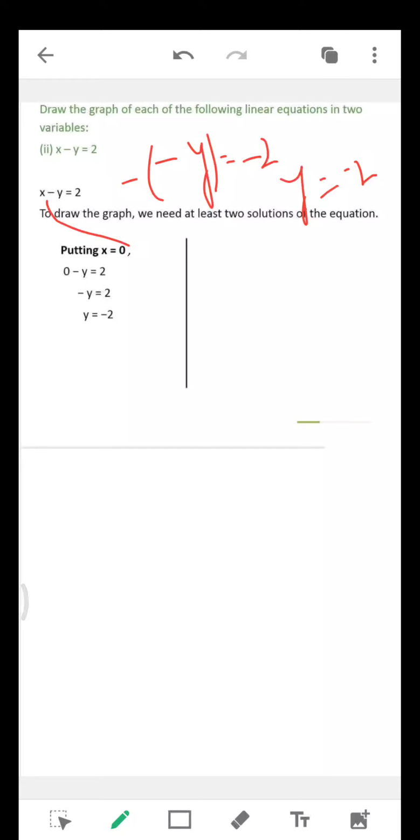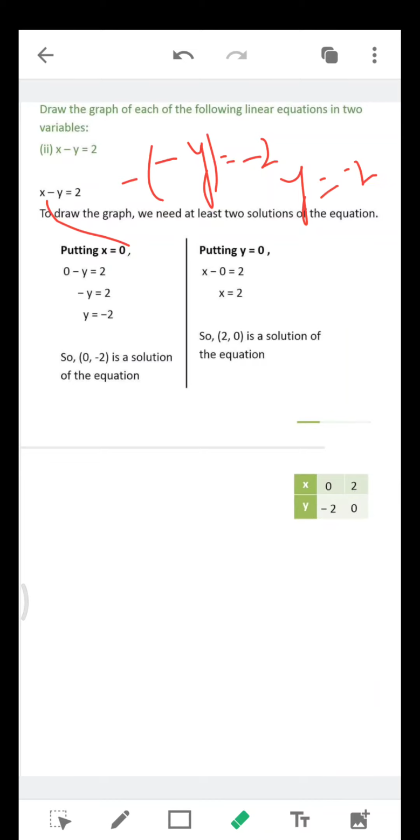So the sign will not remain with the variable, it will go to the number. Then we'll find one more solution of this. I'll put y is equal to 0. If I put y is equal to 0, I'll get x minus 0 is equal to 2 and x is equal to 2 finally. Now this is a solution 2 comma 0, and here 0 comma minus 2 is a solution. I'll plot both of these on the graph.